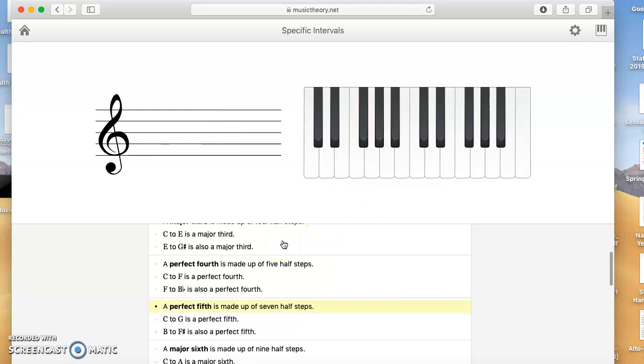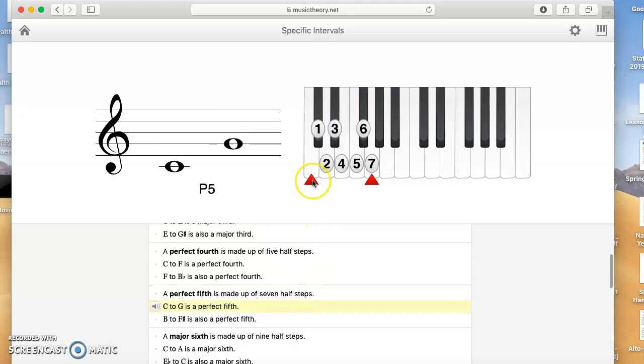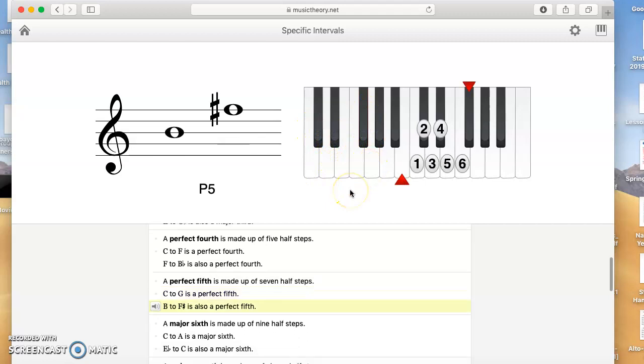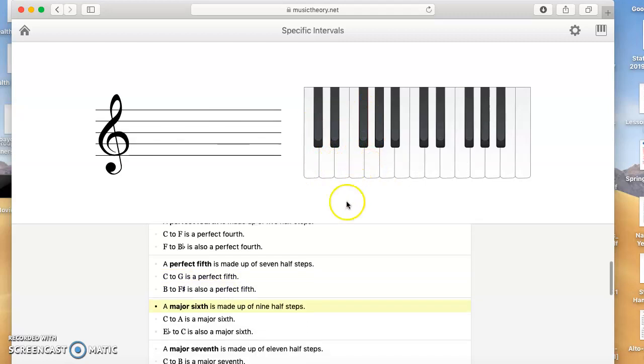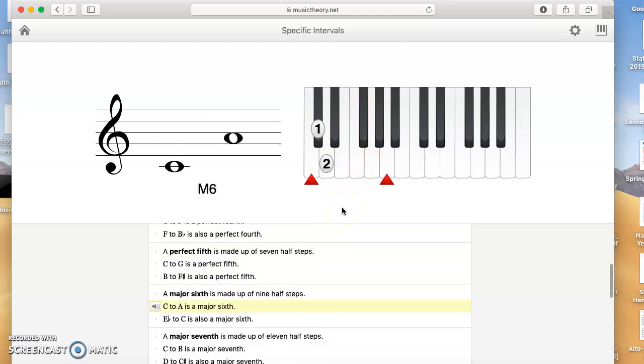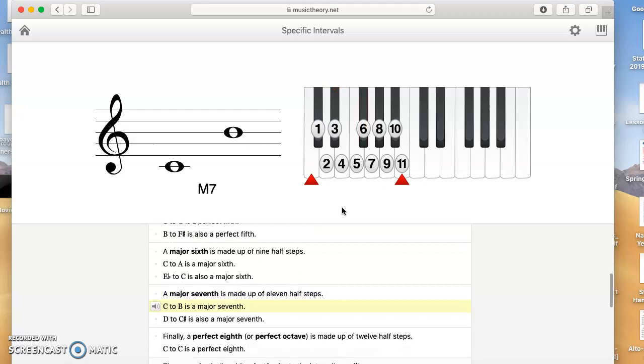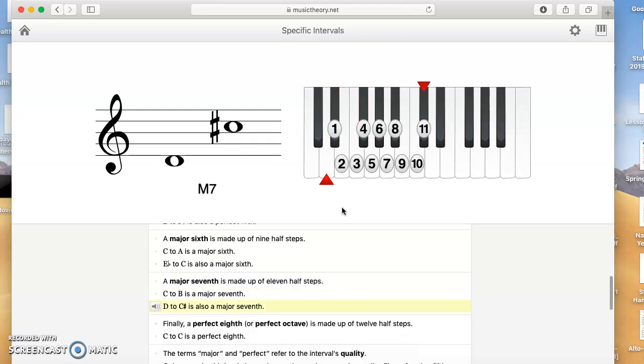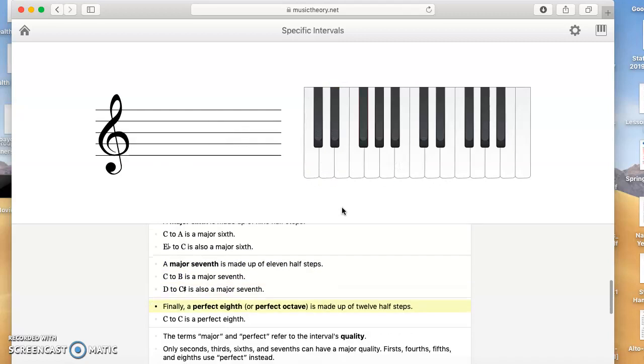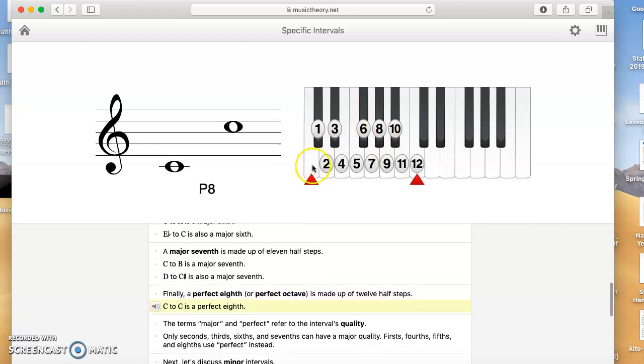A perfect fifth is made up of 7 half steps. 1, 2, 3, 4, 5, 6, 7. Okay, there's another perfect fifth. A major sixth has 9 half steps. A major seventh has 11 half steps. And a perfect octave has 12 half steps, a C to a C.